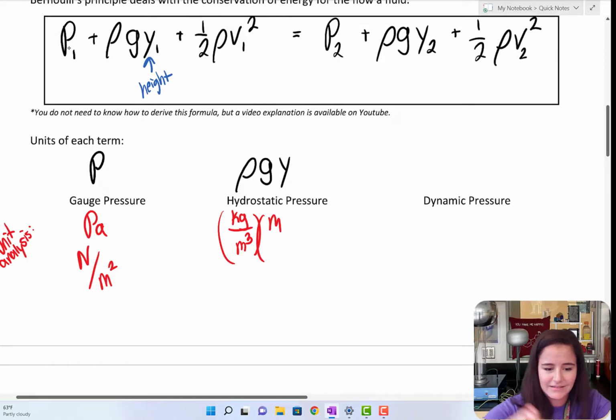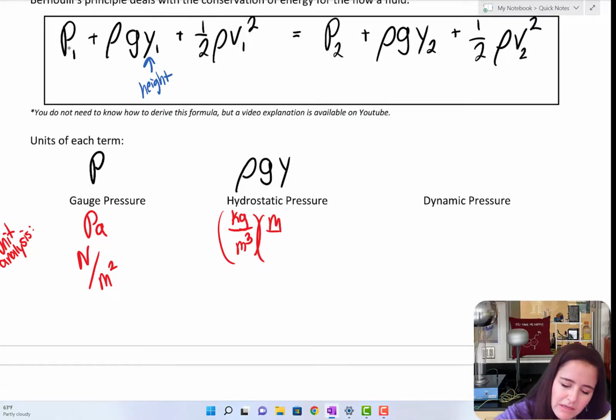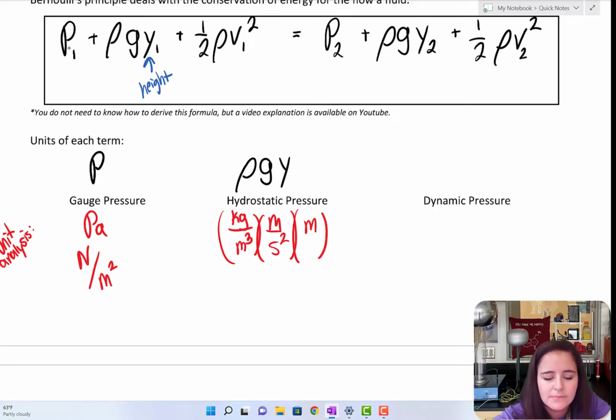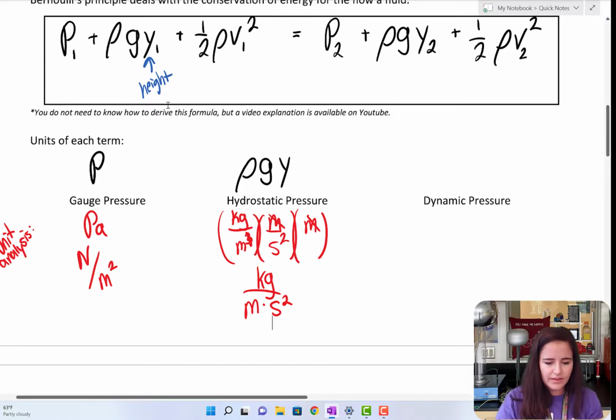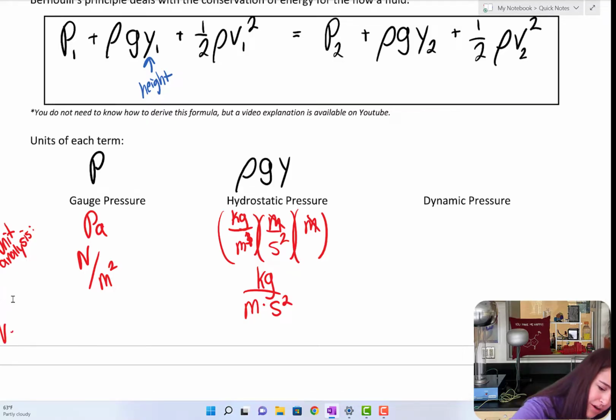So then back to the notes, we have g, which is meters per second squared, and then a height, which is normally in meters. So if we cancel this out, we have two m's, make that just m to the first, and we're left with units of kilogram meter per second squared, which at first glance doesn't really look like a Newton per meter squared. But if we remember that a Newton is a force unit, so it is mass times acceleration units, kilogram meter per second squared.